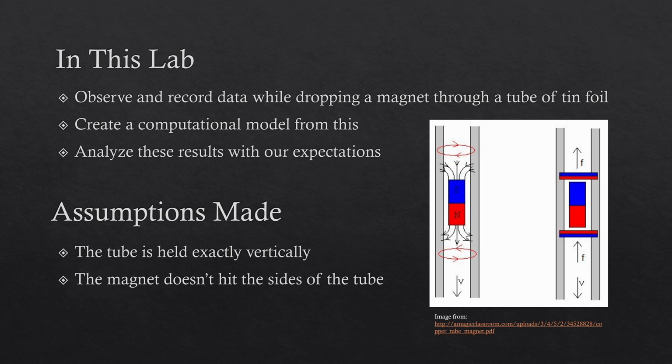Some assumptions made in this lab are that the tube is held exactly vertically during the experiment and the magnet does not hit the sides of the tube while falling through the aluminum foil tube.